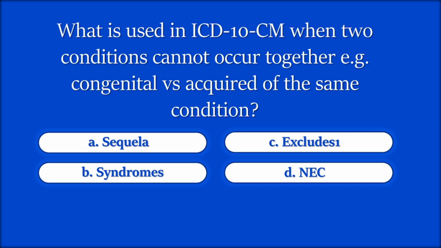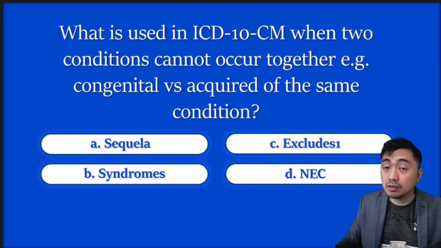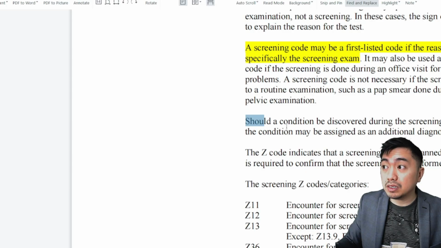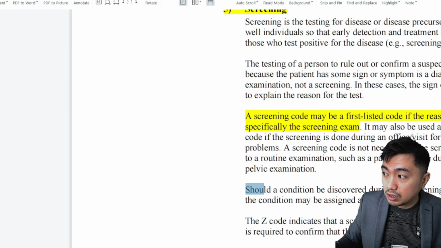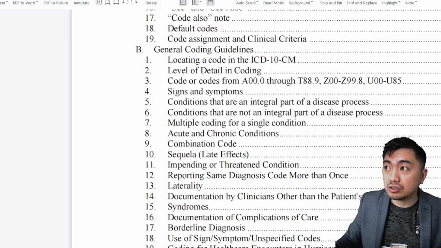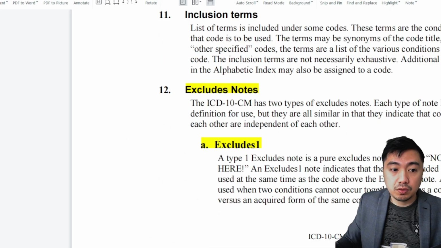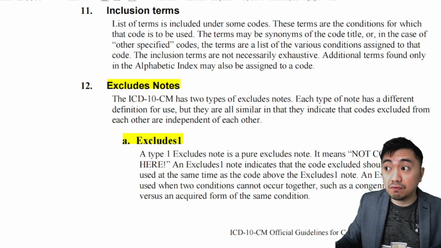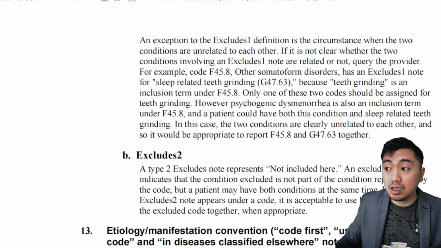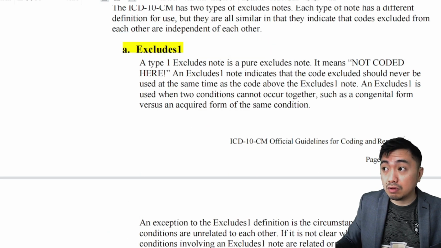All right, so let's answer this question. This one requires you to check, or if you memorize your guidelines in the ICD-10-CM book, it's fine. But the easiest way to get this question correct is by simply checking your guideline section under your conventions, section A. So go right here under your excludes notes. Under your excludes notes, guys, you just have to check for these two types of excludes note. You have your excludes 1 and excludes 2. But most of the guidelines and questions will appear from the guideline under excludes 1.